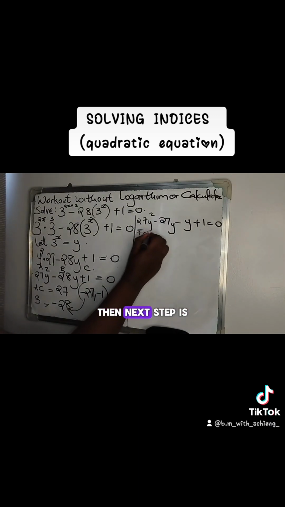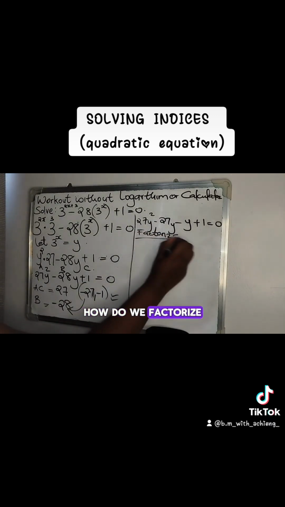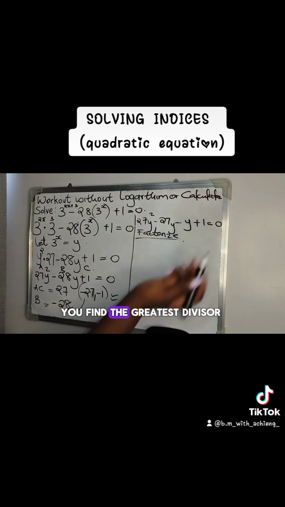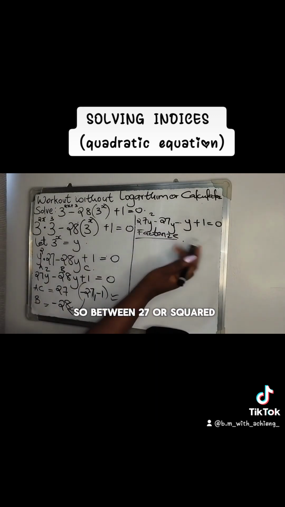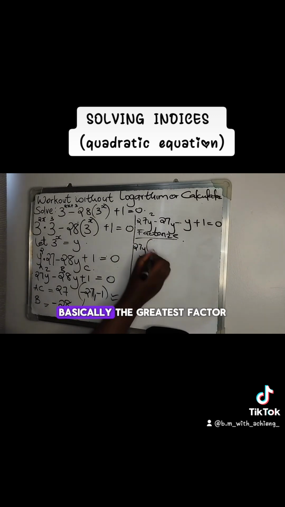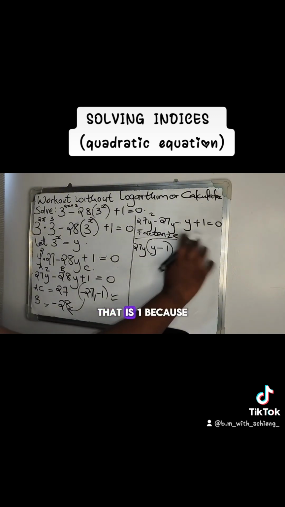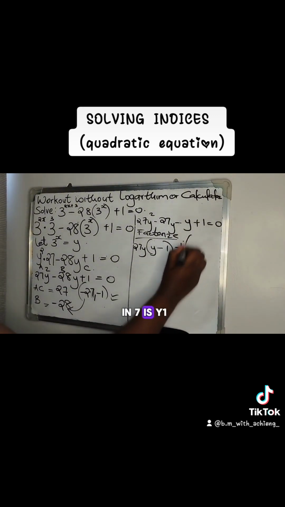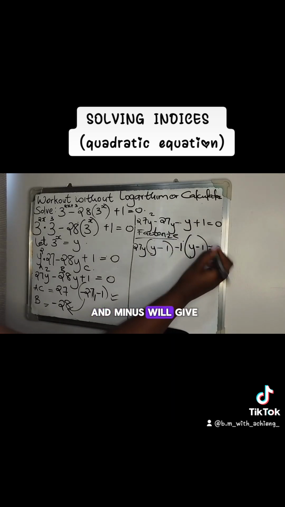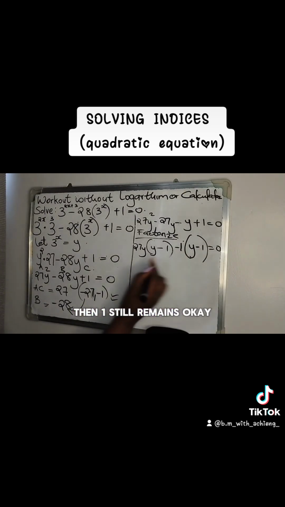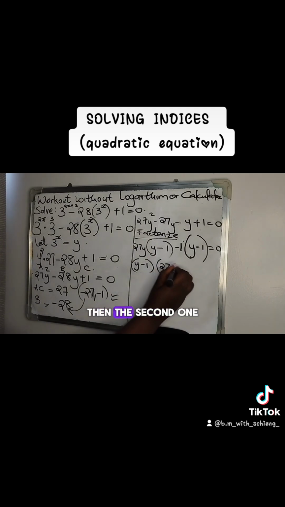Then the next step is we factorize. How do we factorize? We consider the first two terms, we find the greatest divisor, the last two also. So between 27y squared and 27y, the greatest factor there is 27y. We open the bracket, we have remained with y minus 1, because 27y divided by 27y is 1. Then we have minus 1 into the bracket, y will remain, plus and minus will give me a negative, then 1 still remains. Okay, so we have two similar brackets. You pick y minus 1, then the second one is 27y minus 1 is equals to 0.